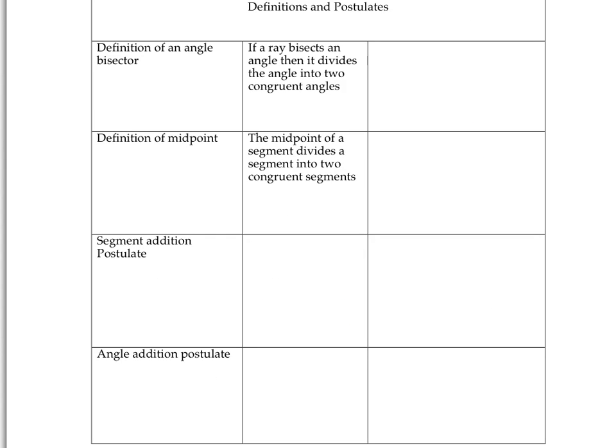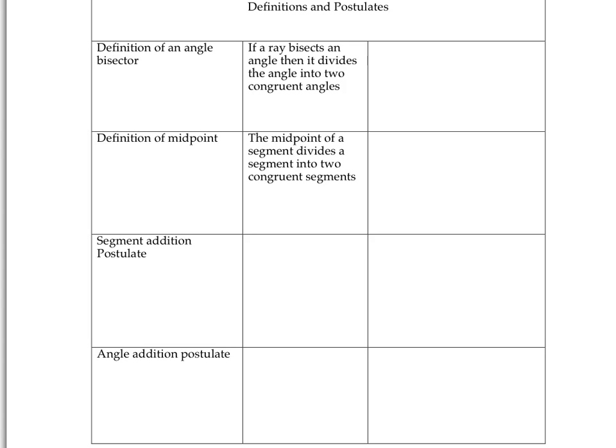In the second half of our lesson today, we're going to review a few definitions and postulates. The first one is the definition of an angle bisector. And the actual definition states, if a ray bisects an angle, then it divides the angle into 2 congruent angles. So our goal is to be able to recognize when this particular definition is used, and also to recognize how we can use it in a proof.